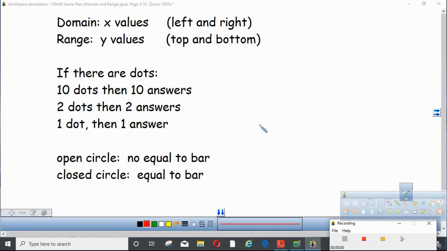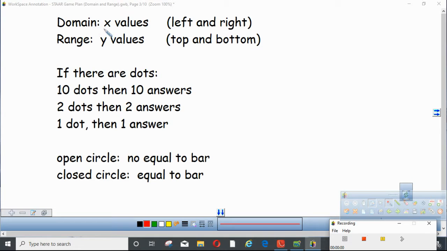This is another video for those of us that struggle with the STAAR. We're going to be talking about domain and range today. And domain and range can be some pretty easy questions. There's two things that we absolutely must know in order to get these.